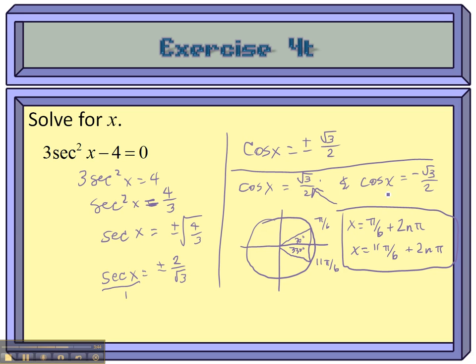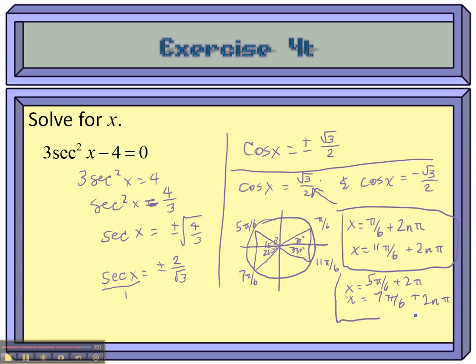I have to do the same thing over here for the negative square root of 3 over 2. Over here in quadrant 2, which is 150 degrees, or 5 pi over 6. And then down here in quadrant 3, which is 30 degrees beyond 180, so 210, which is 7 pi over 6. So let's add all of these solutions in here. x equals 5 pi over 6 plus 2 n pi, and 7 pi over 6 plus 2 n pi.